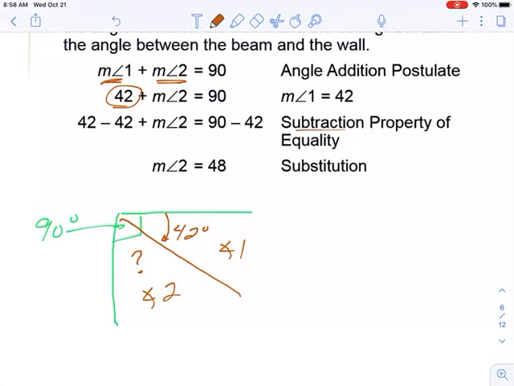Subtraction property, both sides minus the 42, ending up with angle 2 equals 48. I would probably call this simplify if I were going to do the proof here. That's what we did. We simplified. We did 90 minus 42. We did 42 minus 42. That's combining like terms. That's simplifying. So angle 2 is 48.